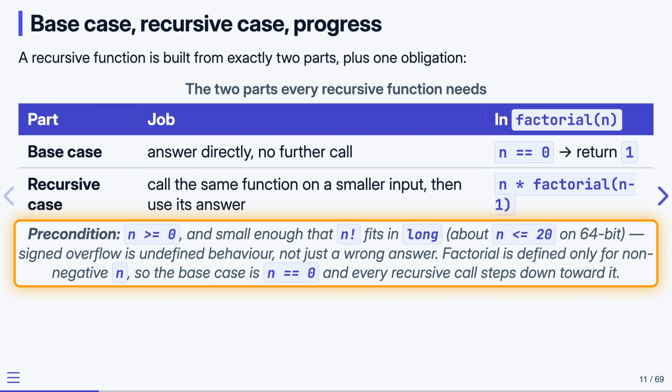Before we go on, read the precondition. Factorial needs n to be 0 or more. It also needs n small enough that the answer fits in a long, which is about 20 on a 64-bit machine. Signed overflow in C is undefined behavior, not just a wrong number. Because factorial is defined only for non-negative n, the base case is n is equal to 0, and every recursive call steps down toward it.